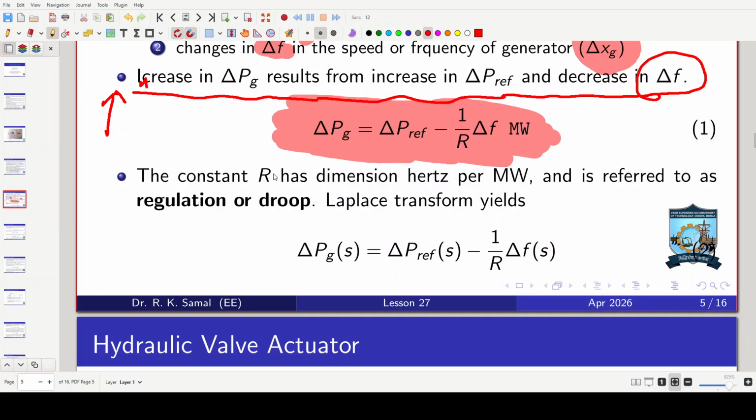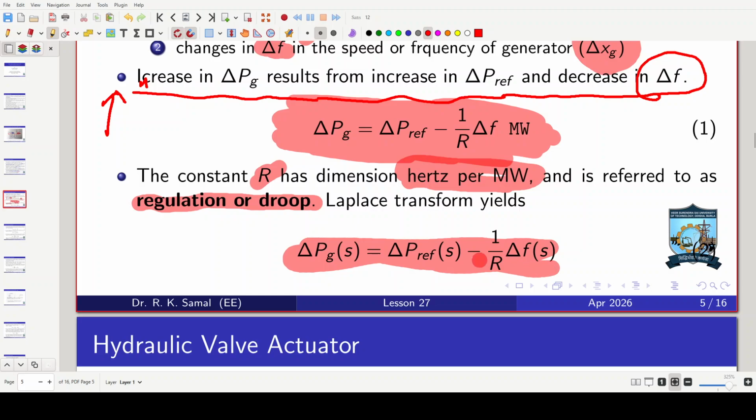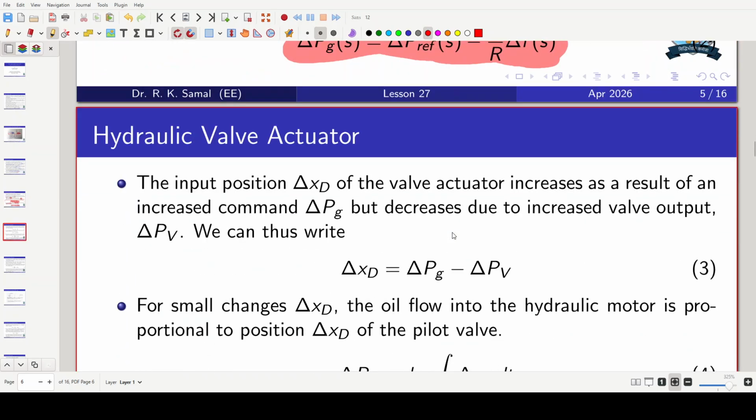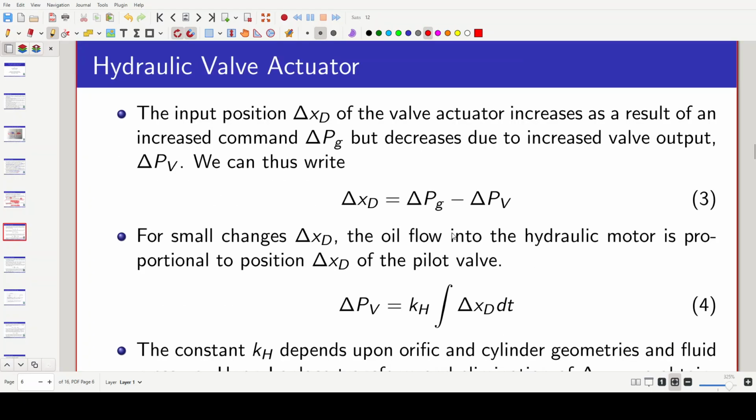The constant R has the definition of hertz per megawatt. Remember, this is a very important term, hertz per megawatt, and is referred to as regulation or droop. And we convert to the Laplace domain, having delta Pg(s) is equal to delta Pref(s) minus 1 by R delta F(s). So this is the first equation for the ALFC.